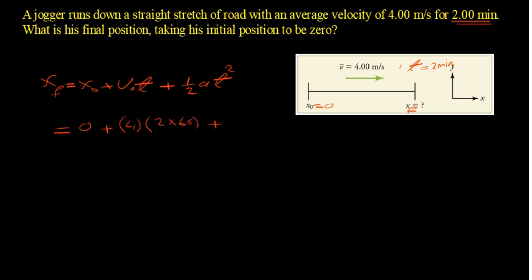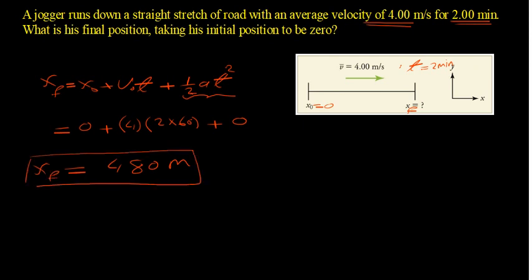Now the last element here, the acceleration, will be 0, because when it's telling me the average velocity of this guy, it's kind of a constant velocity, so there is no change in the velocity. The acceleration will be 0. From simple calculation, that will give me 480 meters, the final position of this guy after 2 minutes of running.